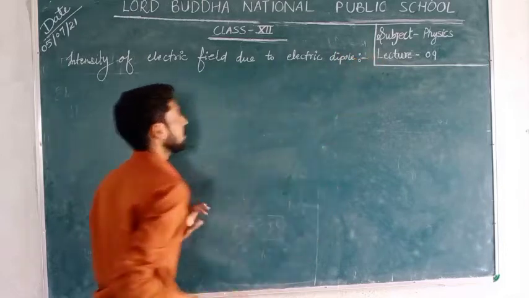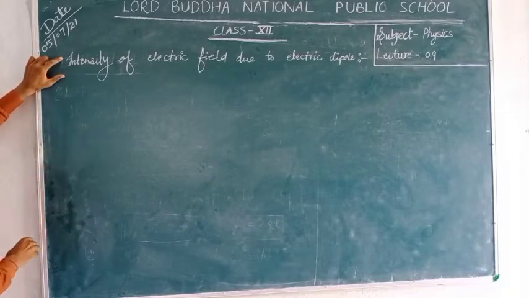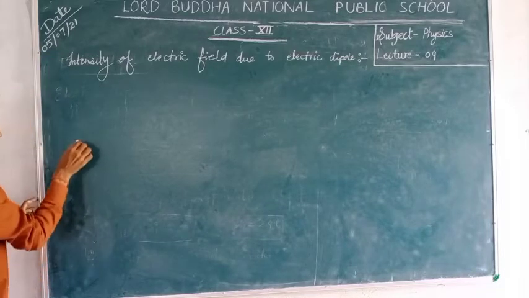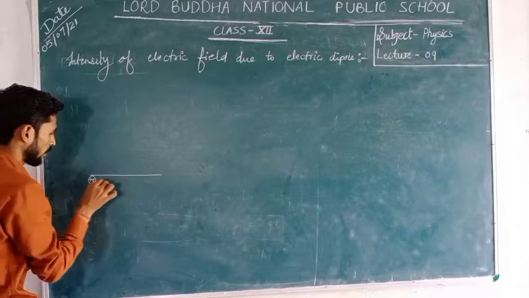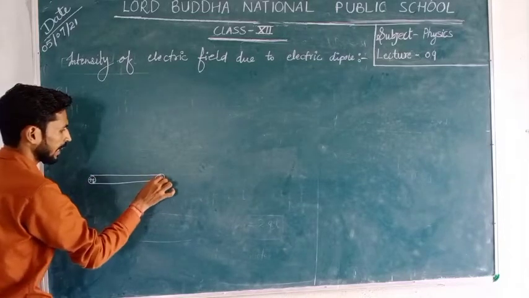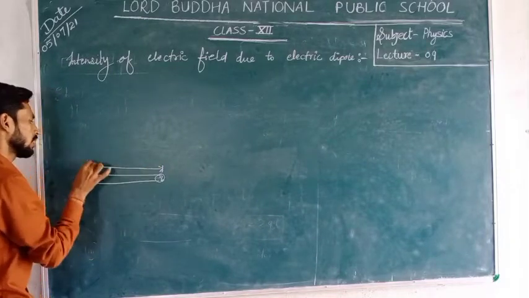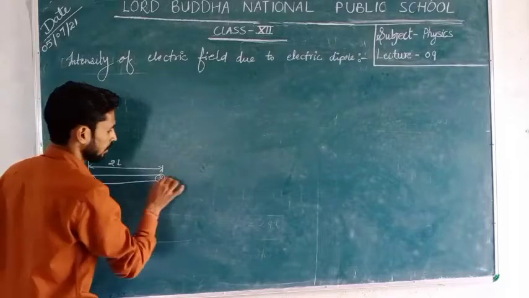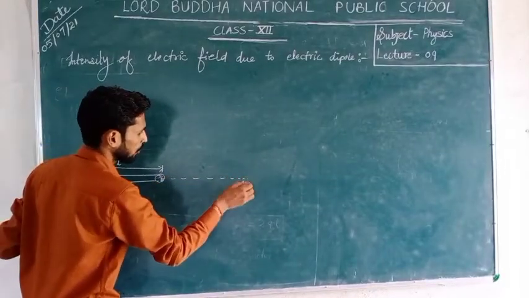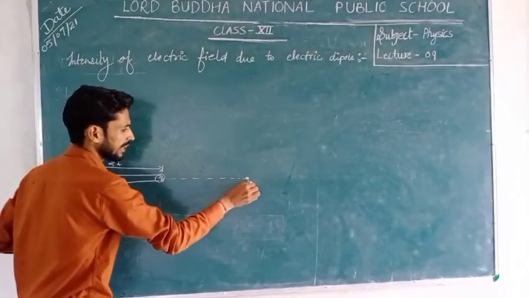So here is the point. According to this point, there will be three conditions. Actually, we know that if there is a system of positive and negative charge, that is the electric dipole, and the distance between these charges is 2l, and we can take any point on the axis of this dipole, that is the axial position. Suppose that there is a point P.